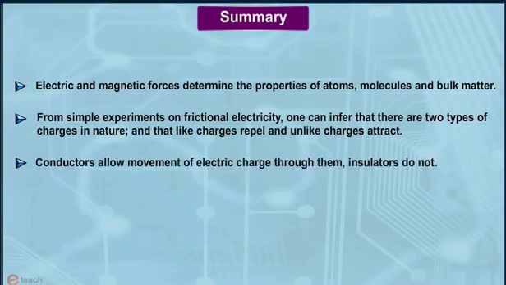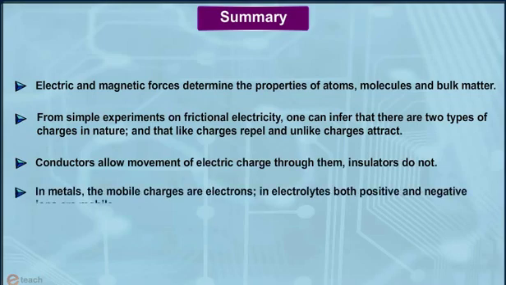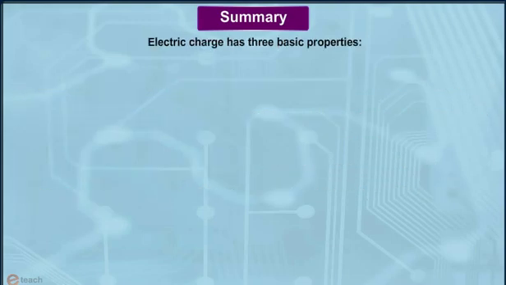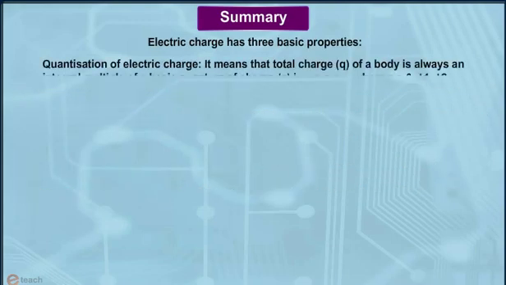Conductors allow movement of electric charge through them. Insulators do not. In metals, the mobile charges are electrons. In electrolytes, both positive and negative ions are mobile. Electric charge has three basic properties.